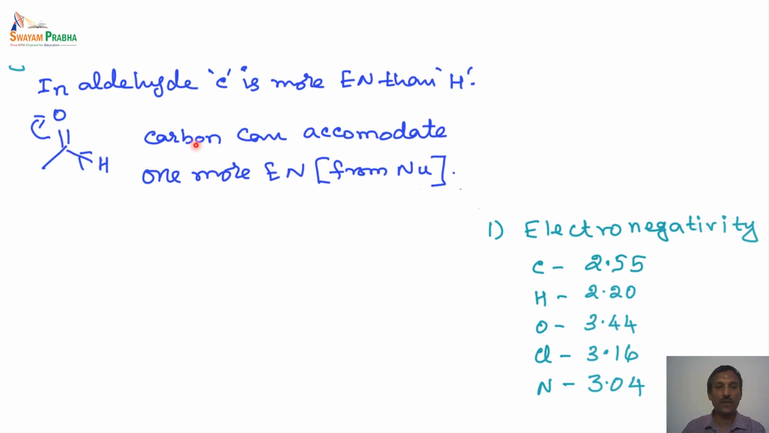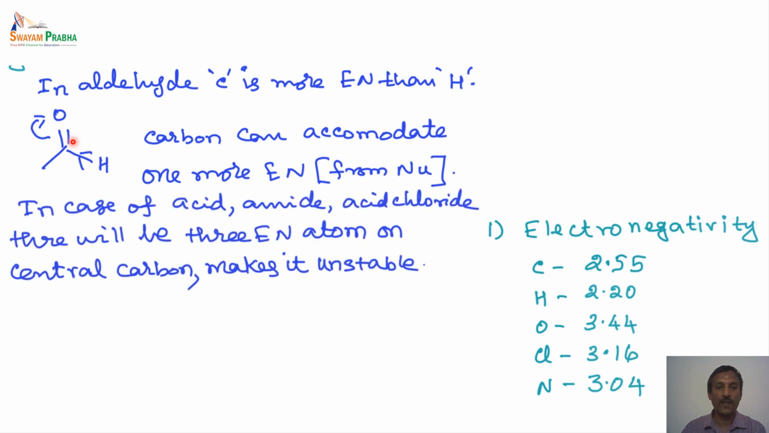So in other words, this particular carbon can now accommodate one more electronegative substance, basically the nucleophile. In most cases, the nucleophile is an electronegative element, so that can be added to this carbon. So what we are saying is it can be added. Remember, addition is possible in this particular case.